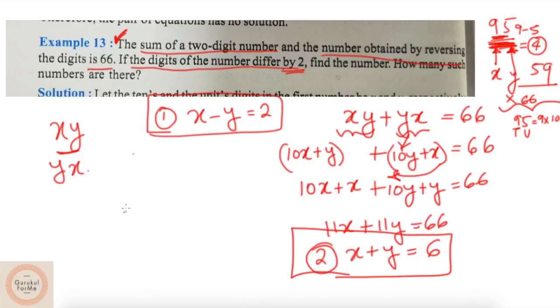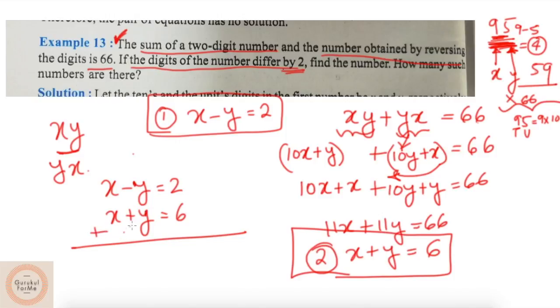Can I use the elimination method? What is the elimination method? I put one equation below the other. Why do I do that? Because I can easily eliminate if I add both the equations. Tuck, tuck, this is gone. 2x is equal to 8, x is equal to 4. Did we get the answer here? Yes, we got the answer here.